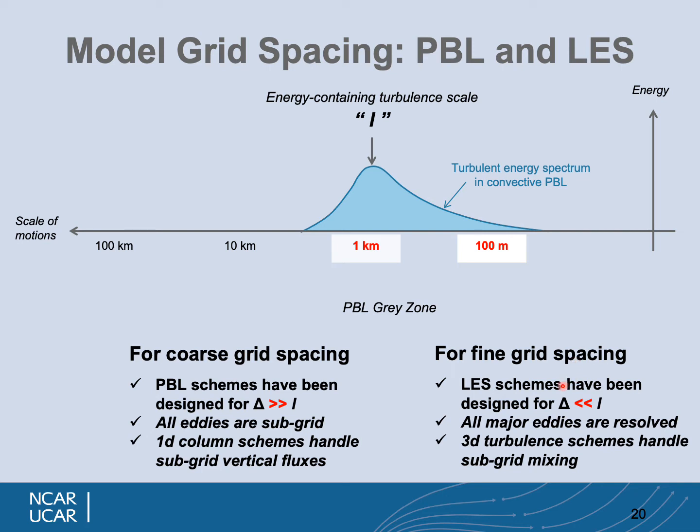When you get to very fine scales, you can use LES schemes which are resolving these eddies, because now at grid sizes of about 100 meters, you can resolve eddies of a few hundred meters. So then you're getting into the LES regime, where all the eddies are resolved, and now the turbulence is three-dimensional because you're dealing with horizontal and vertical flows inside these eddies that are much larger than your grid size.